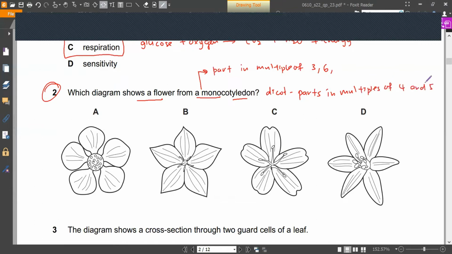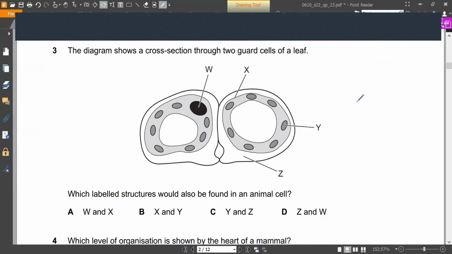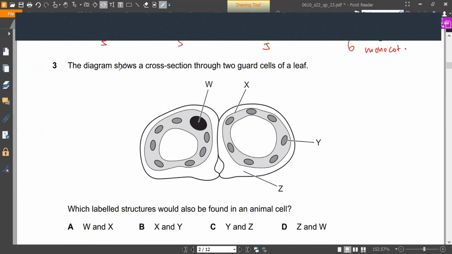4 and 5. So we can see here, this is 5, dicot, 5, dicot, 5, dicot. This is 6, so this will be multiples of 3. So this will be monocot. So the answer will be D. This one will be very straightforward.